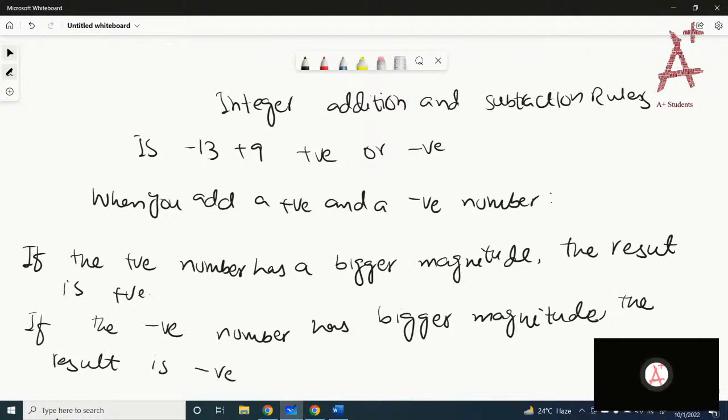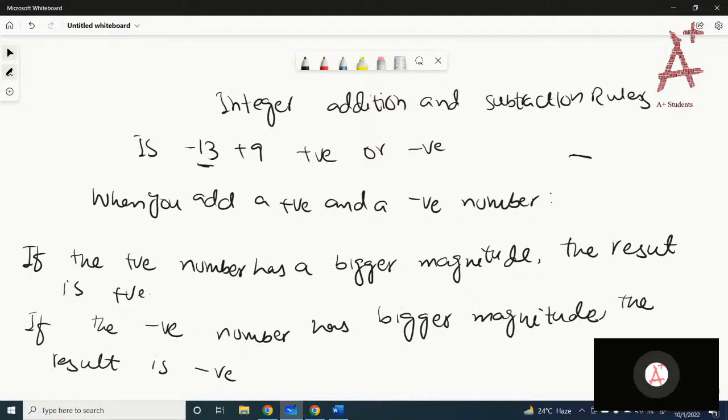Just look at this one. Here you have 13. 13 is the greater in magnitude. That means the answer must be negative. Got it? So you don't have to solve them. You just apply the rules and you can tell the answer is positive or negative. So that's the rule. You can note down the rule: when you add a positive and a negative number, if the positive number has bigger magnitude, the result is positive. And if the negative number has bigger magnitude, the result is negative. Got it?